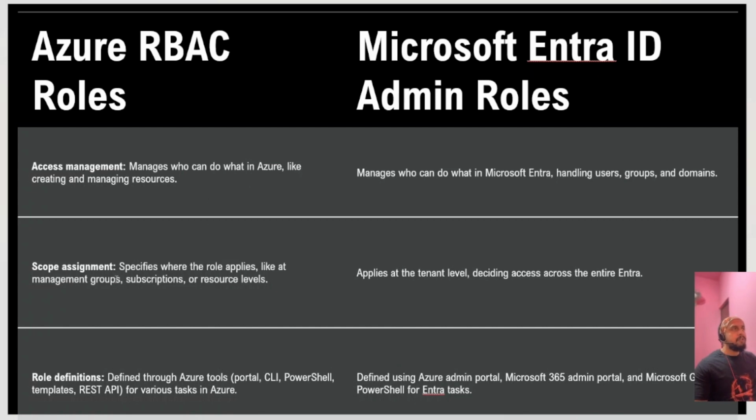The scope of assignment specifies where the role applies, like at management groups, subscriptions, or resource levels. But Entra roles apply at the tenant level, deciding access across the entire Entra. So imagine this is covering a broader level of access management. Role definitions are defined through Azure tools: portal, CLI, PowerShell, templates, and REST API for various tasks in Azure. But in Microsoft Entra, they are defined using the Azure Admin Portal, Microsoft 365 Admin Portal, Microsoft Graph, and PowerShell for entire Entra tasks. Okay.